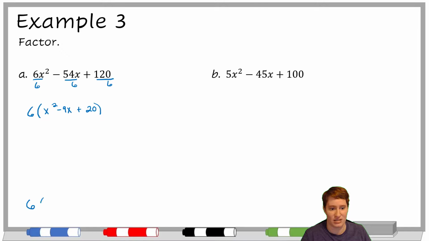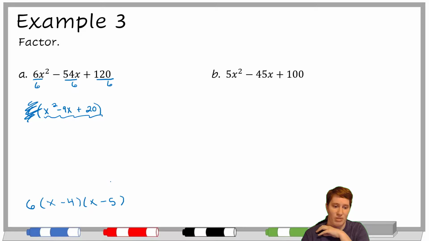It definitely needs to be in my answer here at the end, but for now I'm going to ignore it and say, well, does this part factor? Is there something I can multiply together to get 20 that adds to get negative 9? And there is. I'd use negative 4 and negative 5. So my answer is that I have 6 times x minus 4 times x minus 5.